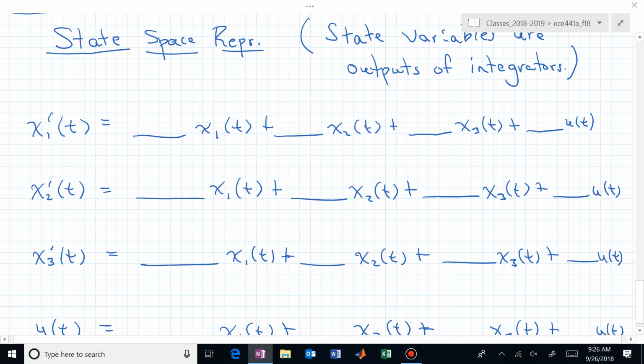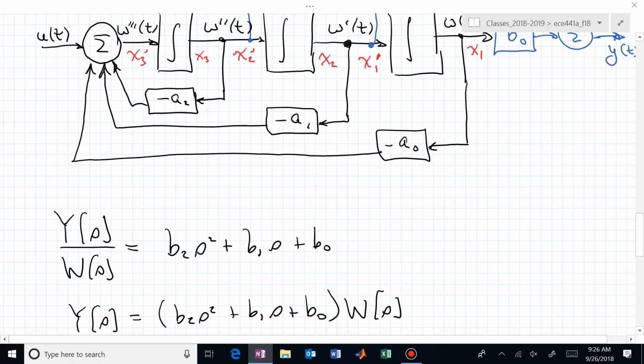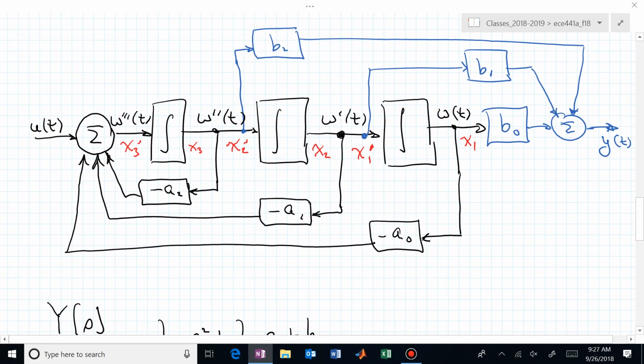X1 prime is equal to X2. That means the only thing that is non-zero here is a coefficient of 1 in the X1 prime equation. And I have zeros everywhere else. Now we can go back to our cheat sheet, which was right here, and say, what's X2 prime? That's similar to what X1 prime was. X2 prime is simply X3.